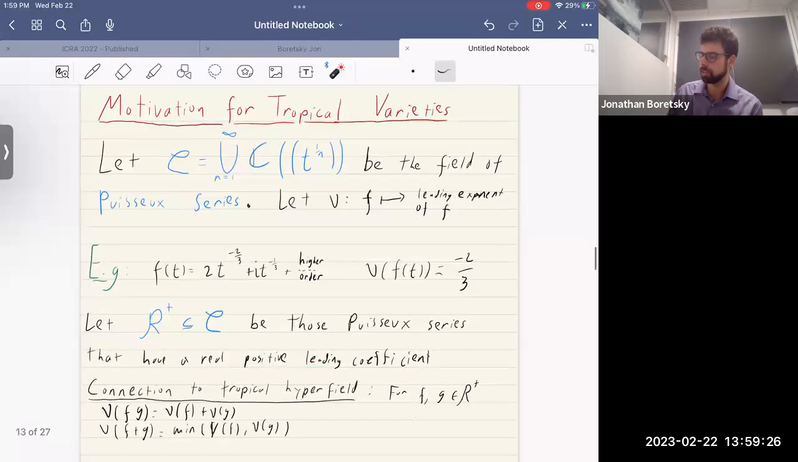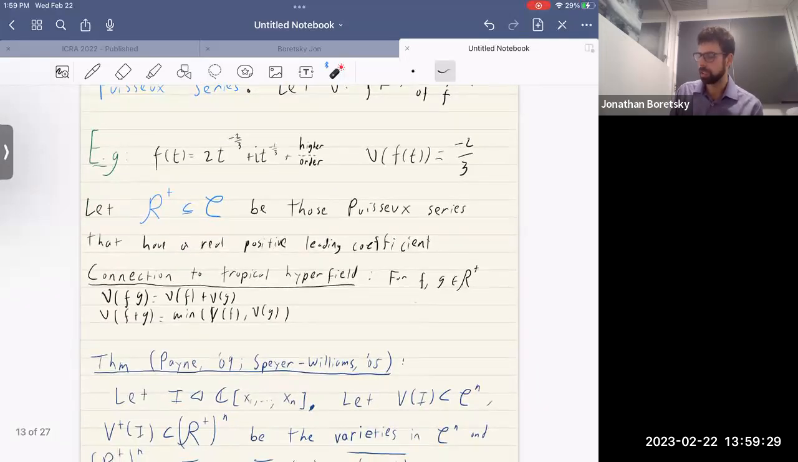Now, what does this have to do with the tropical hyperfield? Let f and g be two polynomials in R plus. Well, then the valuation of the product, the leading exponent of the product, is the sum of the valuations of the things you're multiplying. So if you have two polynomials and you multiply them, the leading exponents are going to add. And if you take a sum of polynomials, then the leading exponent is going to be the minimum of the leading exponents of the two things you're adding. The only time that this isn't true is if you have some sort of cancellation, but because I'm assuming that we're in R plus, which means that the leading coefficients are real and positive, no cancellation can happen, and this is true. So here, that's our connection to the tropical hyperfield.